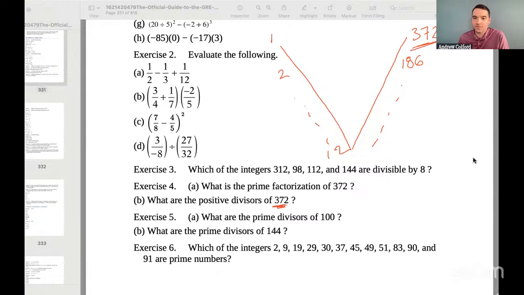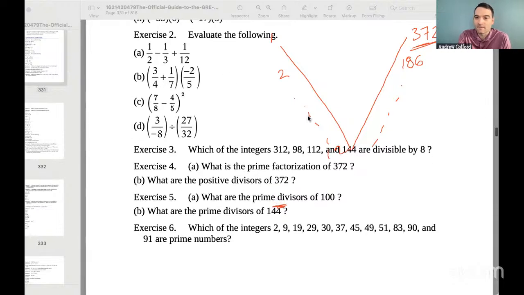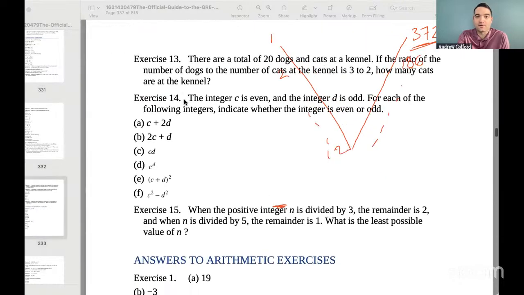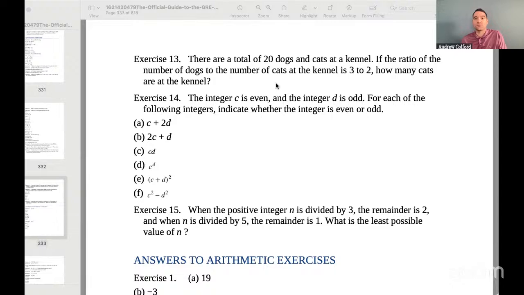So there was one more question that Laura had, and Musa, if there's another one that you have, we can take a look at that. Number 13. There are a total of 20 dogs and cats at a kennel. If the ratio of the number of dogs to the number of cats at the kennel is 3 to 2, how many cats are at the kennel?